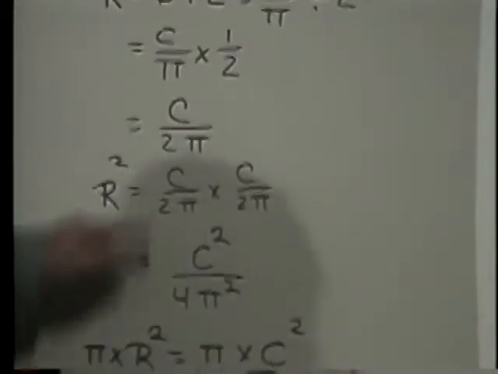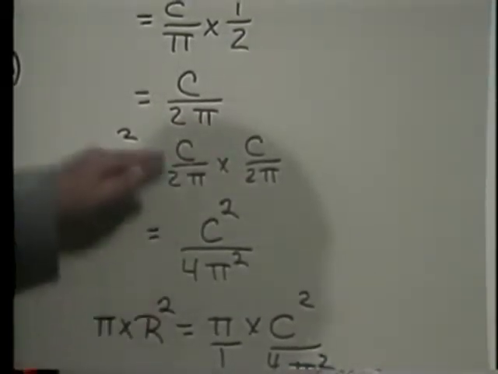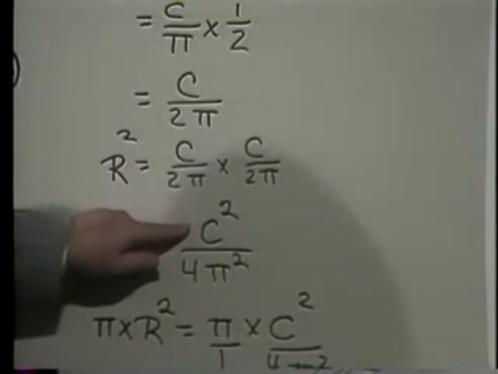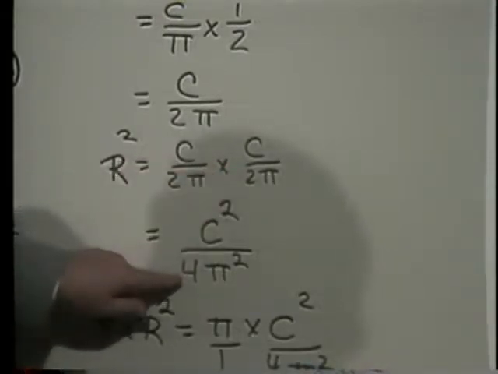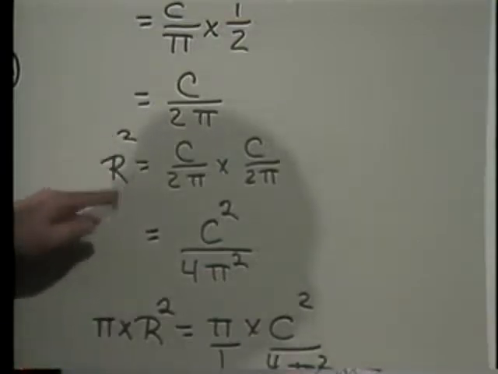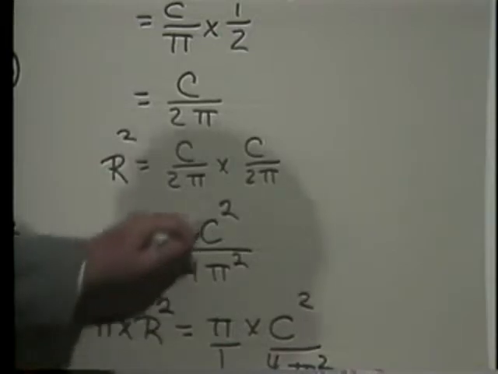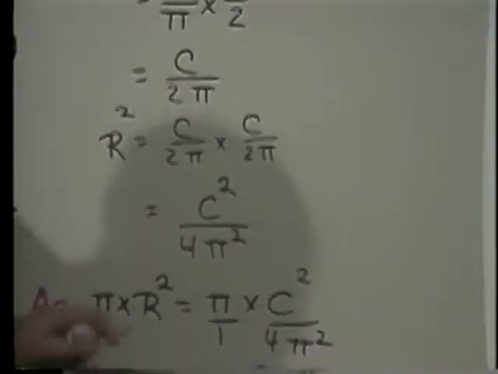Now I have to square it. Square the radius. How do you square a number? You multiply it by itself. So I take c over 2 pi, and I times that by c over 2 pi. C times c is called c squared. 2 times 2 is 4. Pi times pi is pi squared. That's r squared. Now how do I find the area? See, the area is just taking the square of the radius and multiplying that by pi.